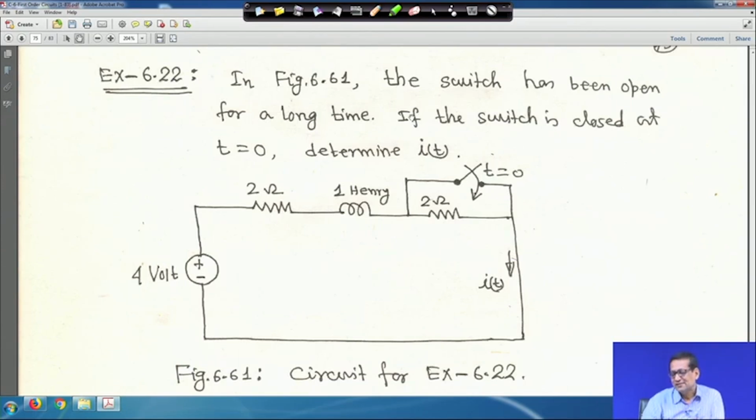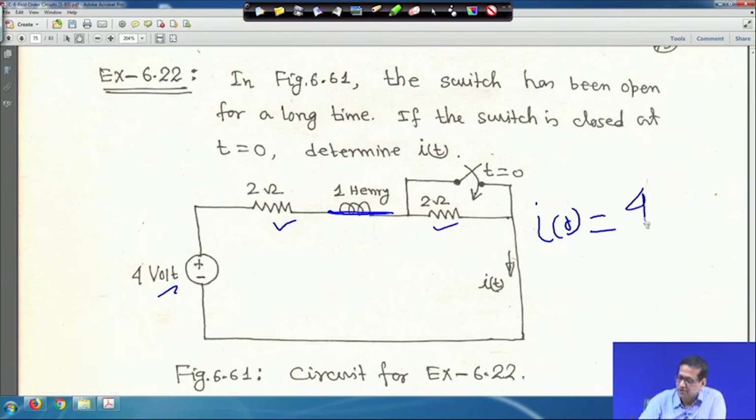Now, in this figure the switch has been open for a long time, and if the switch is closed at t is equal to 0, determine i(t). So, this switch was open for a long time, which means the inductor is behaving like a short circuit, right. Therefore, you find out what is I 0, and I 0 is equal to I 0 minus at the time of switching, and I 0 plus after switching. So, it will not change, right. So, in that case, if you try to find I 0, it will be 4 divided by 2 ohm and 2 ohm, because it was open for a long time.